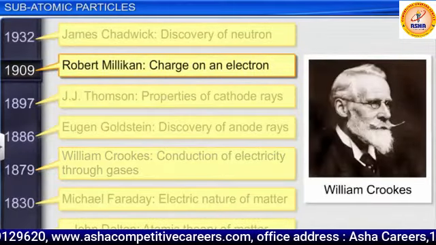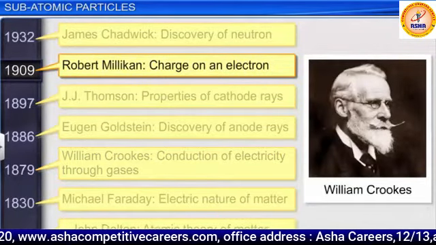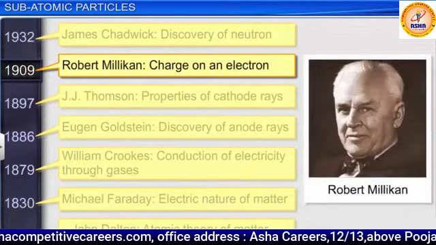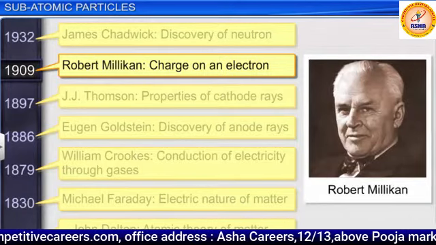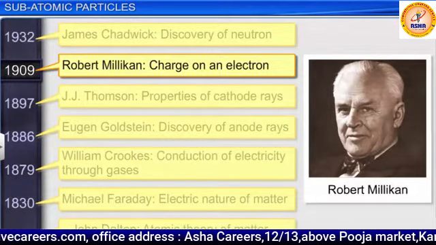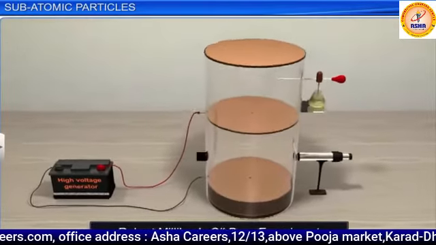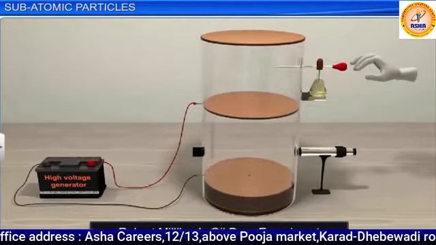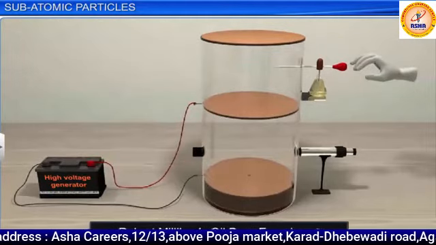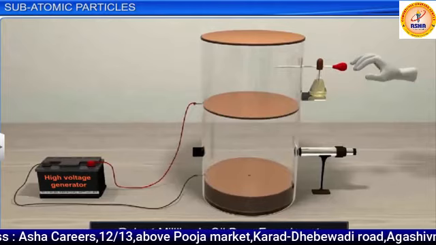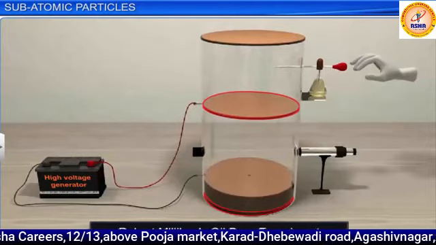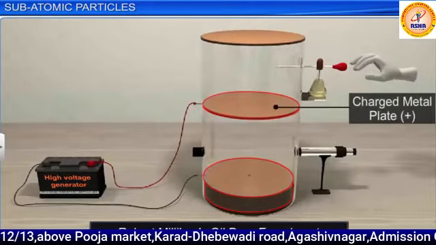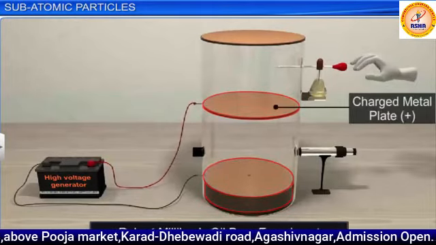The charge and mass of the electron, however, remained unknown until another scientist, Robert Millikan, devised a method to calculate them in 1909. In order to calculate the charge of an electron, Millikan conducted the famous oil drop experiment by using the apparatus shown here. It consisted of a transparent electrical condenser with one metal plate at the top and the bottom of the chamber. Plates connected to a battery such that the upper plate is positively charged and the lower plate is negatively charged.